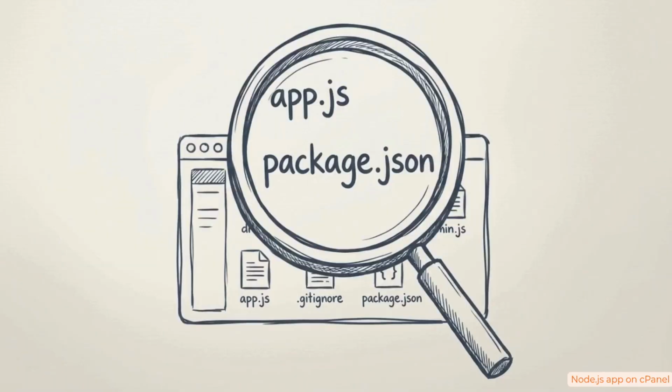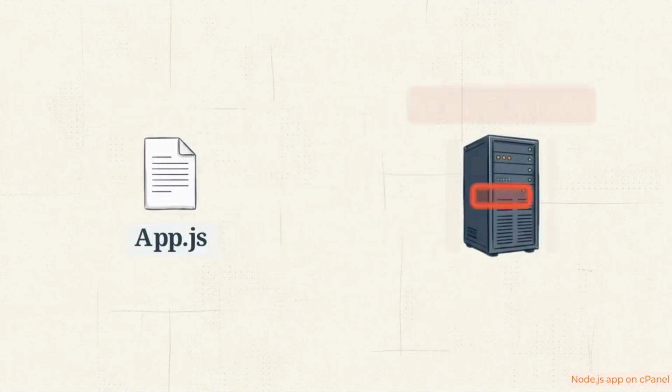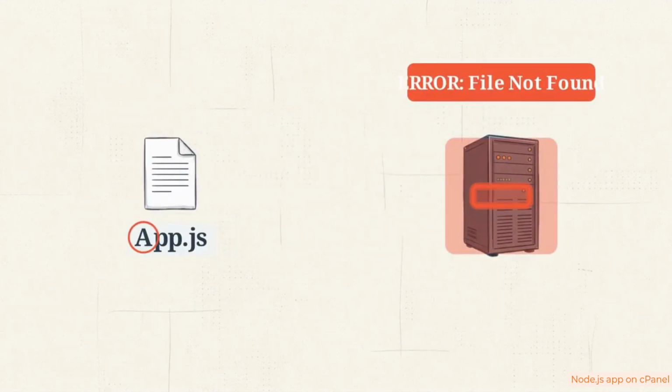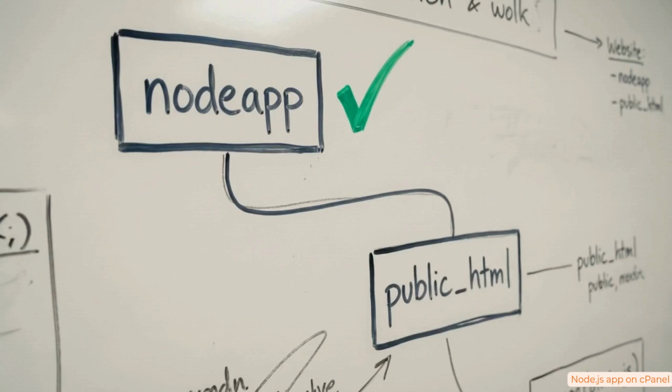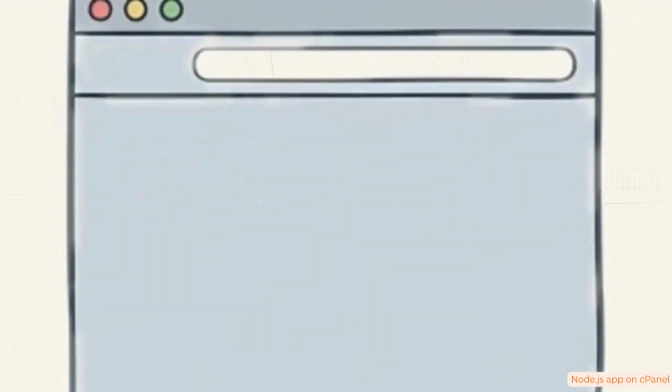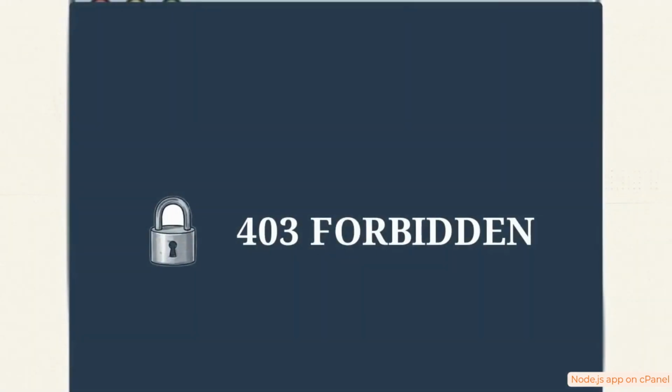Double-check that the file names inside your cPanel directory match your local project exactly. Linux servers are case-sensitive, so a capital letter in the wrong place will cause the app to fail. Placing this directory outside of your public HTML folder is a foundational security practice. It ensures your backend application logic is protected and cannot be directly downloaded by anyone visiting your site.